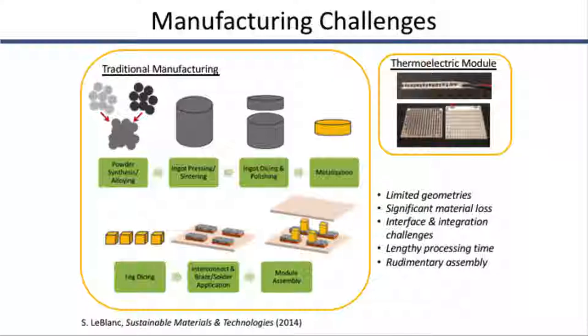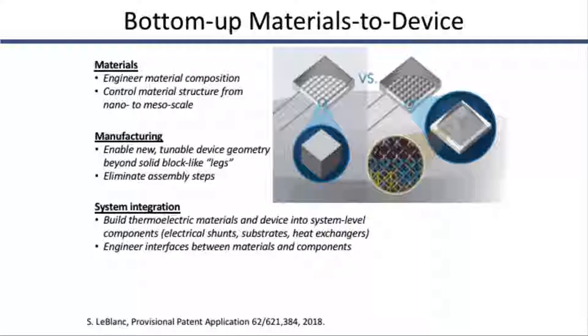And that's the vision that I have, is that I didn't know how we were going to achieve it, but if we could do a bottom-up materials to device approach, we could actually really change how we make energy devices from semiconductor materials, solid-state energy conversion devices. So on the materials level, we could engineer the material composition. We could control the structure from the nano to the mesoscale. From a manufacturing perspective, we could enable new tunable geometries beyond ones that were limited by subtractive manufacturing techniques. We could eliminate assembly steps.